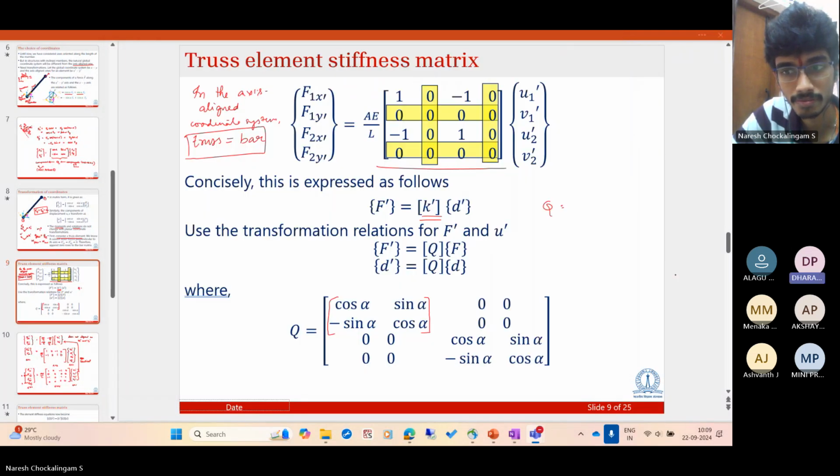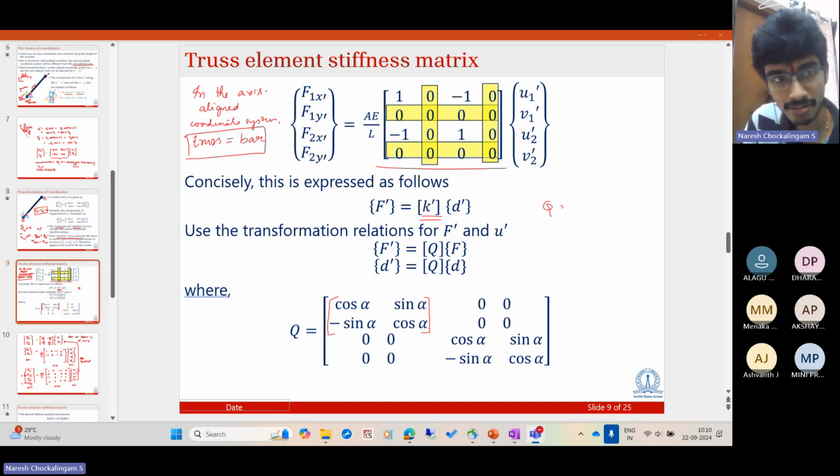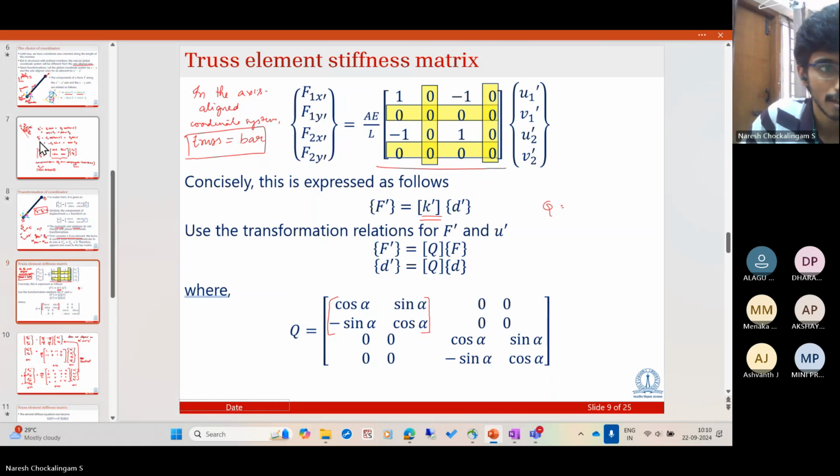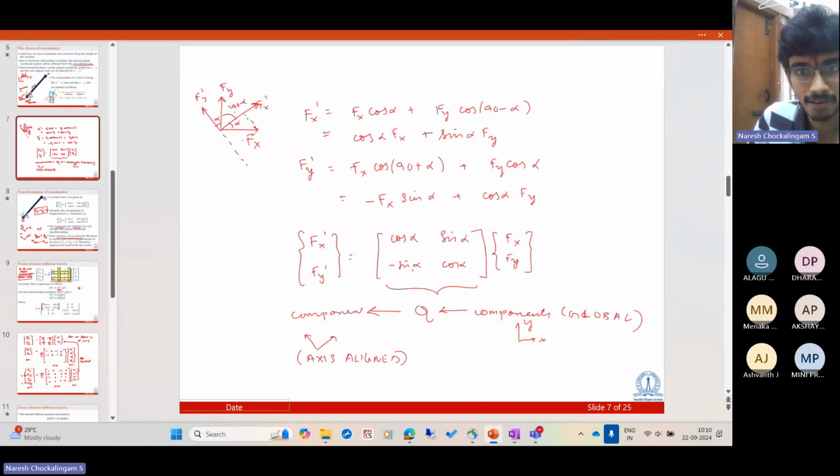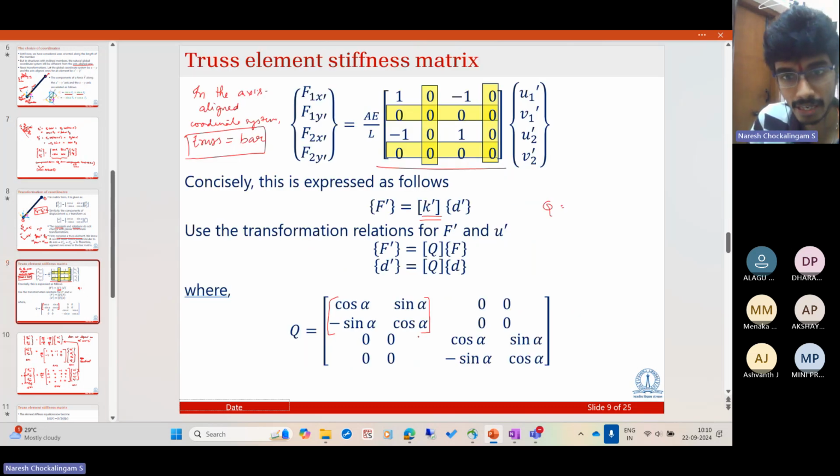Convert local to global to local. Yeah, we are converting global to local. That is okay. What I'm asking is why do we have this? What we had here was just cos alpha, sin alpha, minus sin alpha, cos alpha, which is the relationship between the force components in the global and the force components in the local system at any point. But I have repeated it twice. That is a 2x2 matrix. This is a 4x4 matrix.